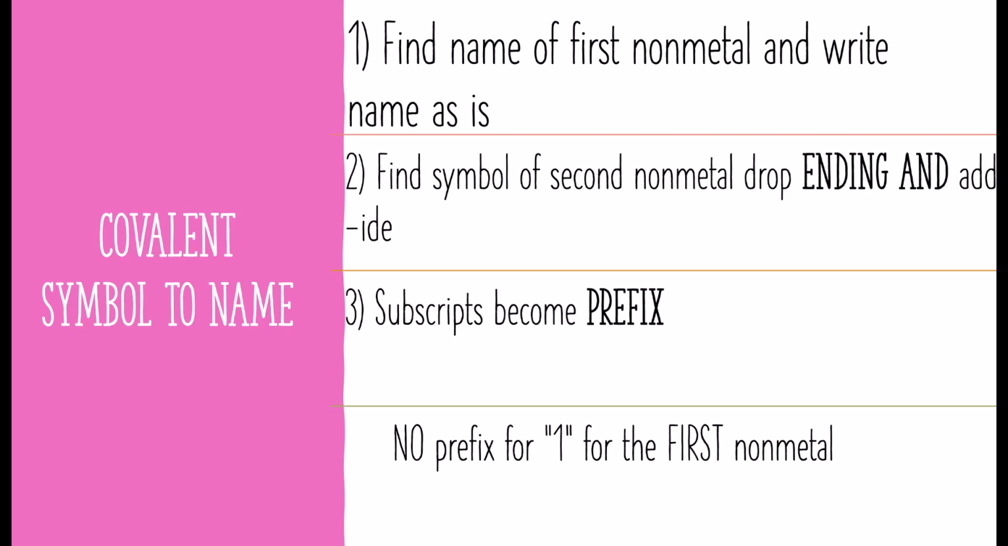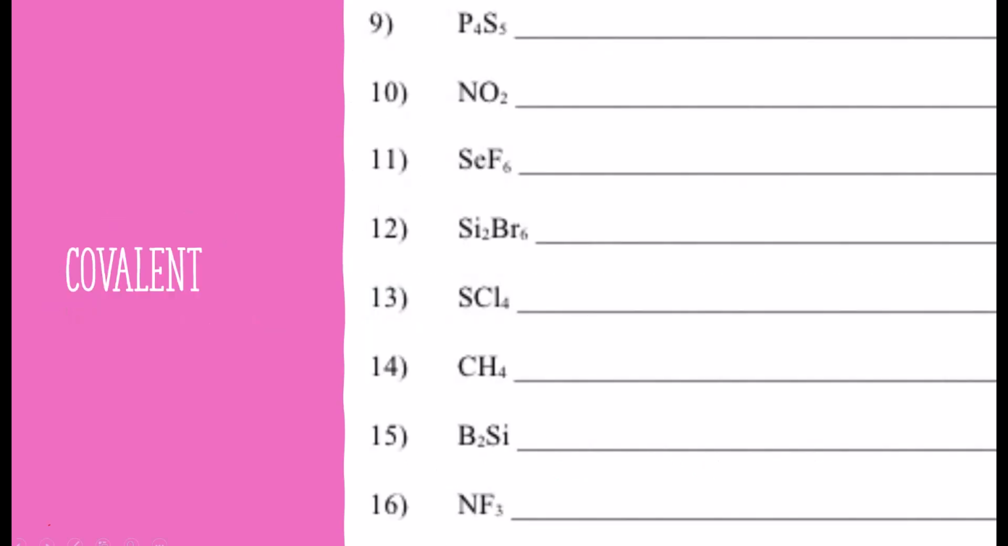We always use prefixes except for the first nonmetal. The first nonmetal, if it's 1, there is no prefix. But the second nonmetal, if there is 1, we always use a prefix. Number 9, phosphorus is the first nonmetal. So we write the name as is.